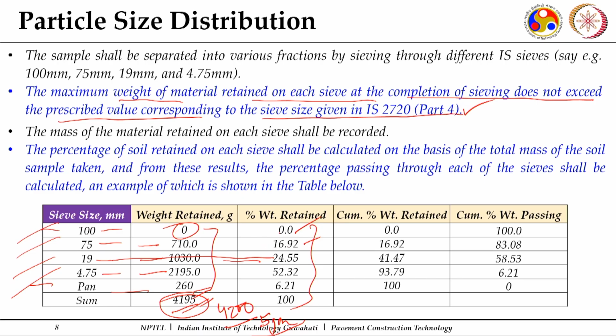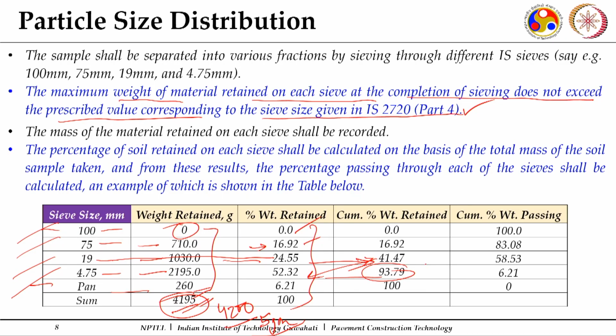So, for this particular one, on the 100 mm no material is retained, 0%, on this 75 it is 16.92. So, when it comes to 19, this will be 16.92 plus 24.55, so that will be your 41.47. When it comes to 4.75, this 41.47 plus 52.32 will be the one. So, if I put all the material directly over 4.75, that means 93.79% will get retained and the remaining will pass, and then definitely at the pan it should be 100%.